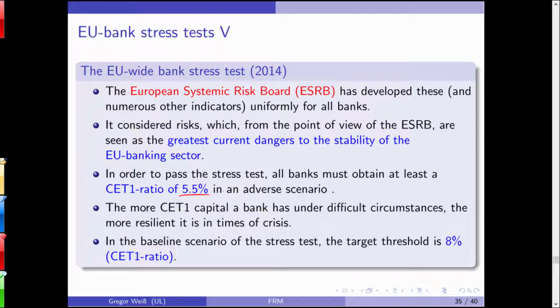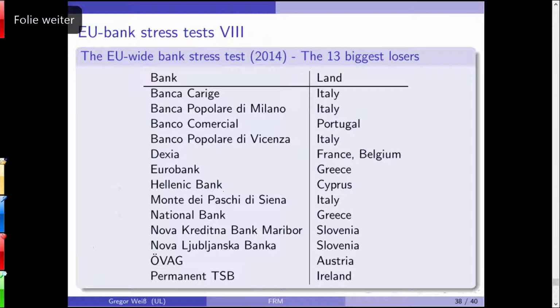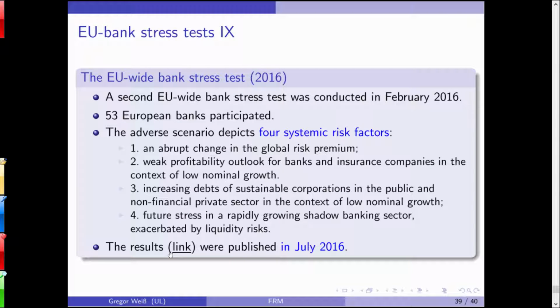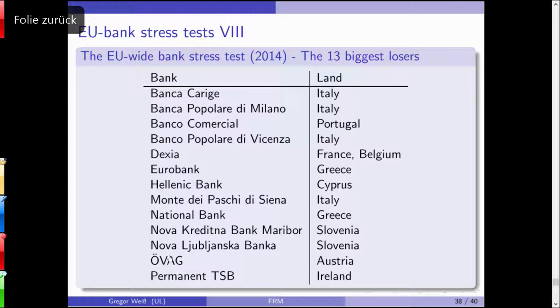It is probably more interesting to go to the link here. If you click here, you will get to the link. Now the results were published in July 2016, and now you have some additional results. Here you can see some losers: Monte dei Paschi di Siena, National Bank of Greece, Nova Kreditna Banka Maribor. You can see Dexia, probably the largest one in this bank stress test. But there was no big surprise, like Commerzbank, Deutsche Bank, BNP Paribas, or another large European bank. All those were more or less known before, and even a couple of Greek banks.